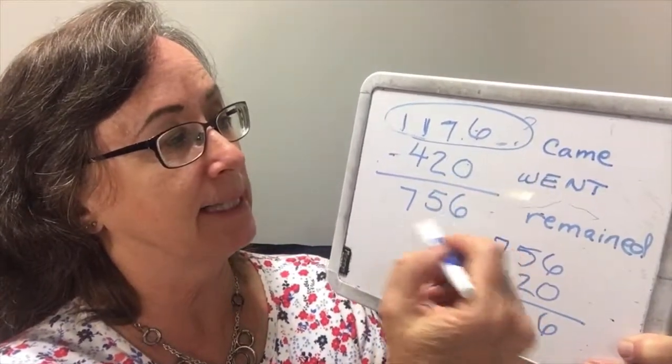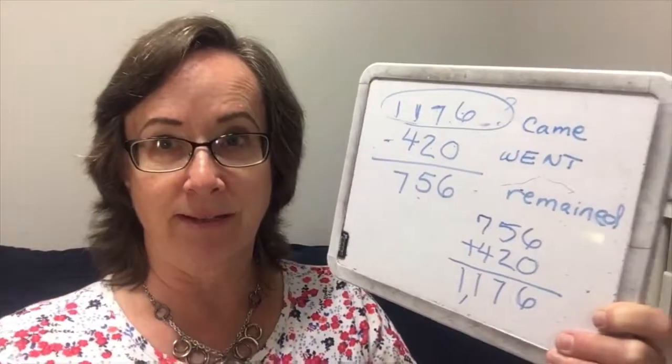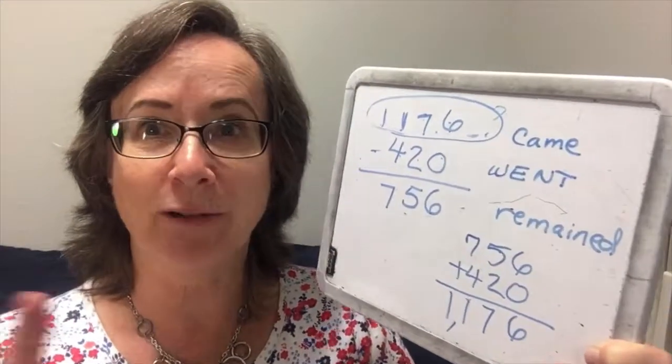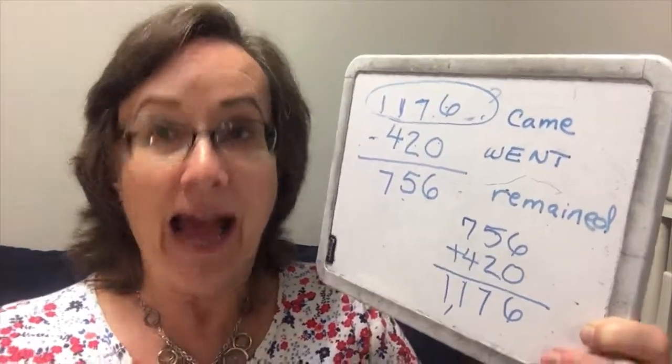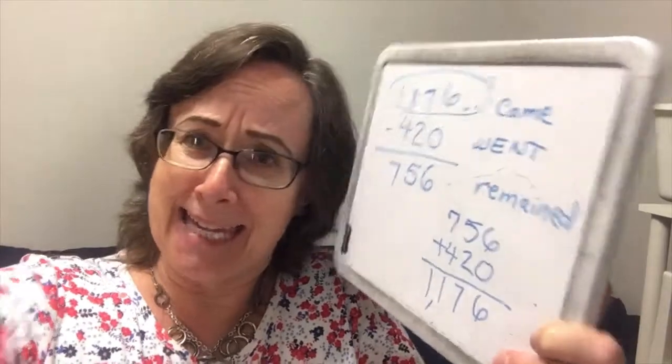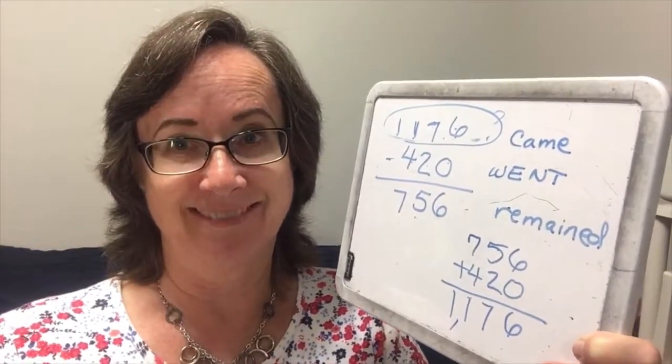6 minus 0 is 6. 7 minus 2 is 5. 11 minus 4 is 7. All right, so if you got that problem right, before you saw my answer, I want you to say, yippee-yay! Really loud so Mom can hear it. Go ahead.